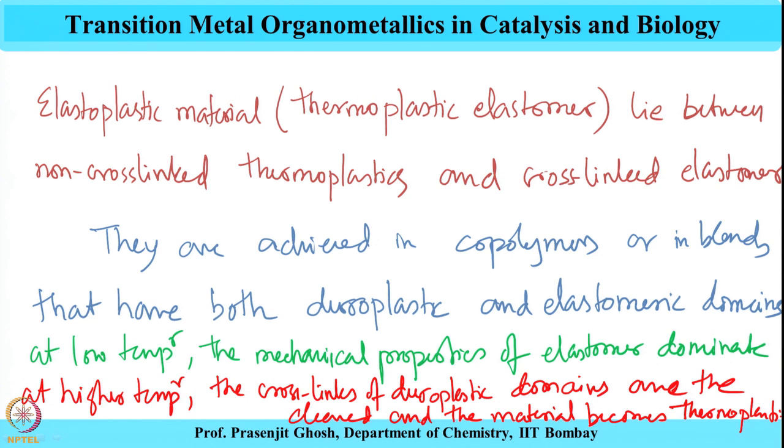So this is kind of interesting: these elastomeric materials or thermoplastic elastomers lie in between non-cross-linked thermoplastics and cross-linked elastomers, and they are usually achieved in copolymers or in blends that have both duraplastic and elastomeric domains. At low temperature, the mechanical properties of the elastomer dominate, whereas at high temperature, the cross links of the duraplastic domains are cleaved, and as a result, the material becomes thermoplastic and behaves as a thermoplastic material. So, this is an interesting classification of a new kind of polymeric material. The last in this discussion before we move into polyethylene is that of reversible duraplasts.